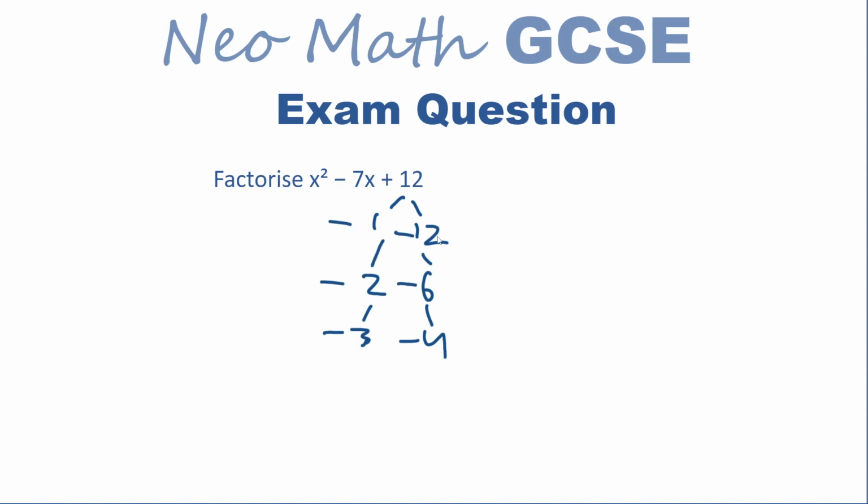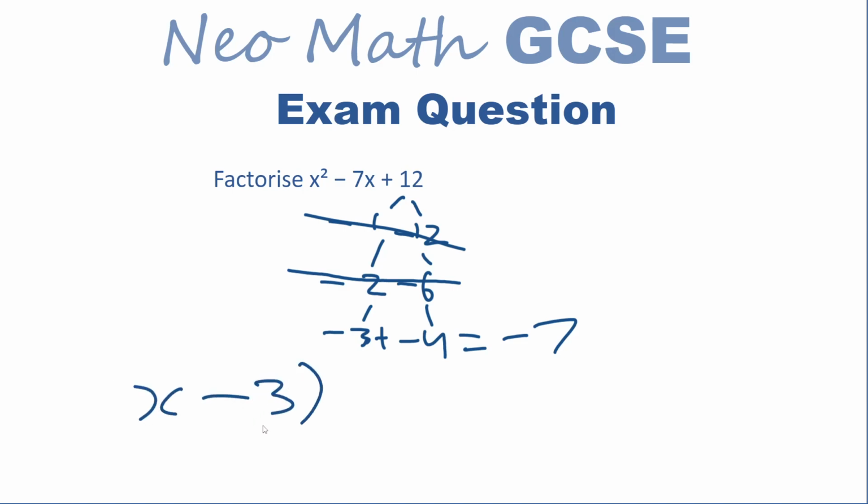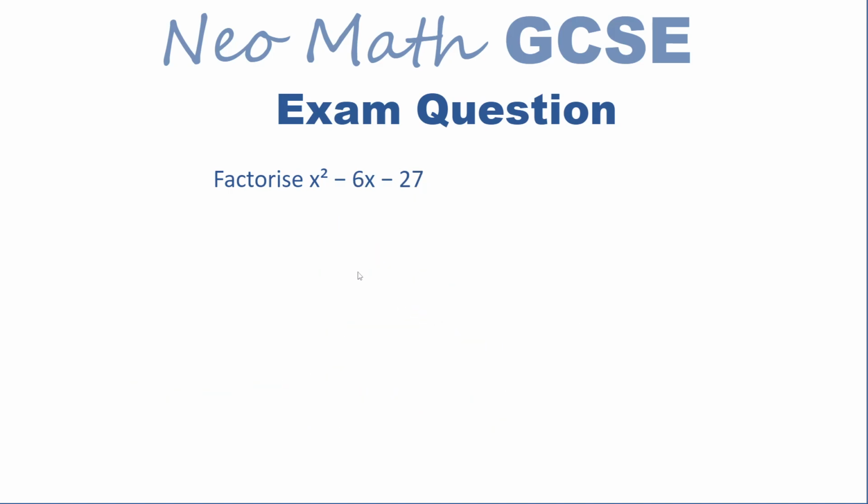And if we take a look, minus 1 plus minus 12 is minus 13. So that's not that. This is minus 8. But this is minus 7 when we add it together. So here we will have x is equal to minus 3. X is equal to minus 4 there. So we'll do that. And there you go. Answer.